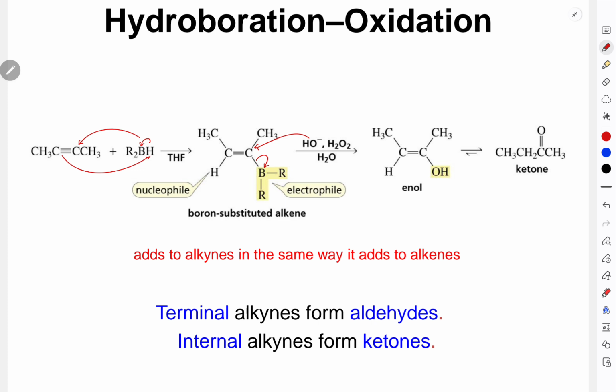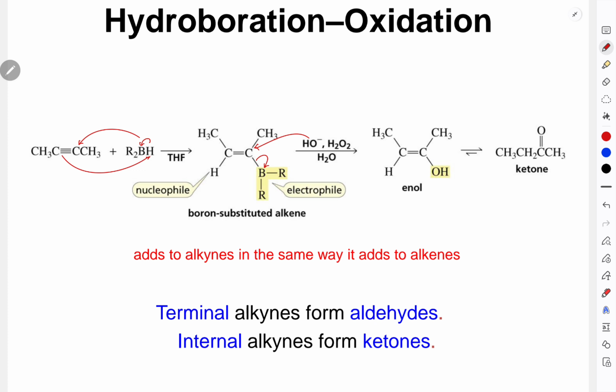And here is a general result from your alkyne when this participates in hydroboration and oxidation. A terminal alkyne will give you an aldehyde, but if an internal alkyne participates in this reaction, then this will give you the ketone. You can expect that.